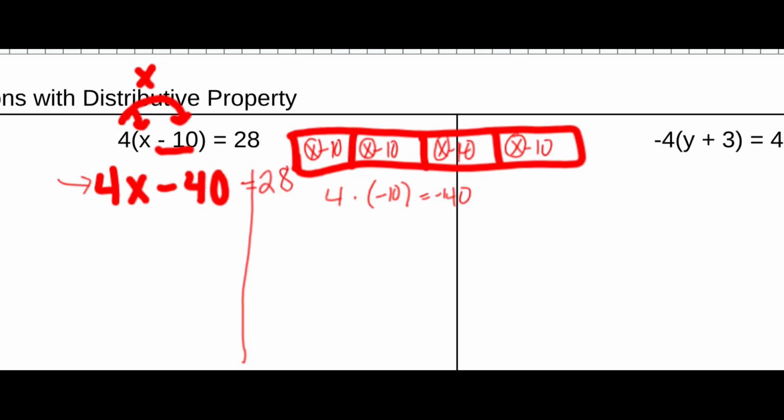And now it's just your solving. So your step 1 with solving is, if you see parentheses, distribute. Step 2 is to add or subtract the constant. And that's the number that is by itself, doesn't change. And then step 3 is to multiply or divide the coefficient.